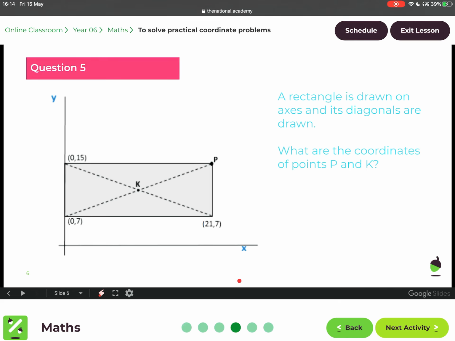Question 5. A rectangle is drawn on axes and its diagonals are drawn. What are the coordinates of points P and K? So P would be at 21, 15. P is 21, 15, and K would be at 10.5, 11. 10.5, 11 is K.